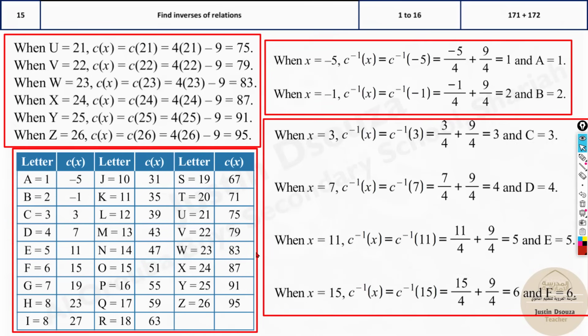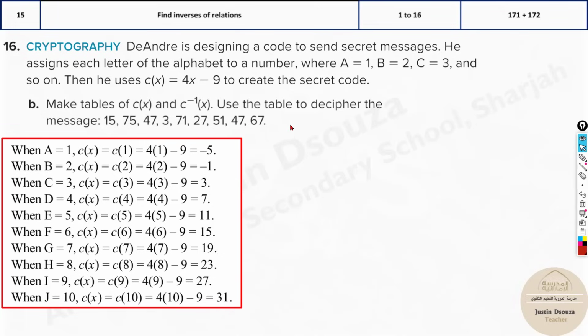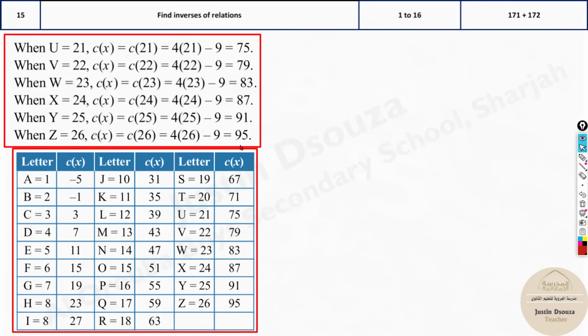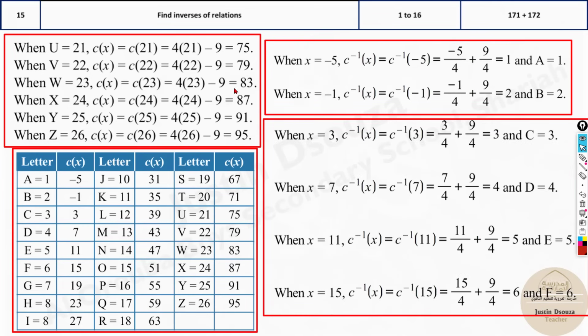Now, in order to decipher it, we need to use the inverse function. So what are the values which we were asked to find out? If we go back to the question, we have to find out these, right? So here, put those values. Like say x is equal to 15. For the inverse, what happens? Put it over here and solve. What is the value? It is 6, right? What is the letter for 6? 6 is F. A, B, C, D, E, F. So over here, F.